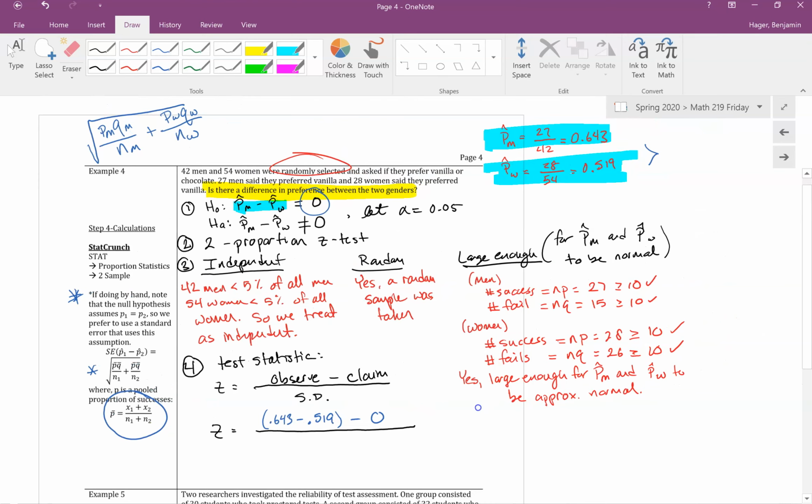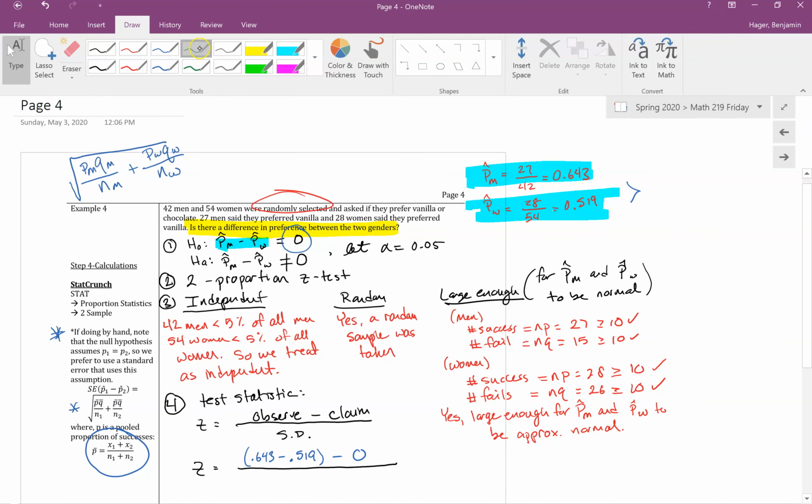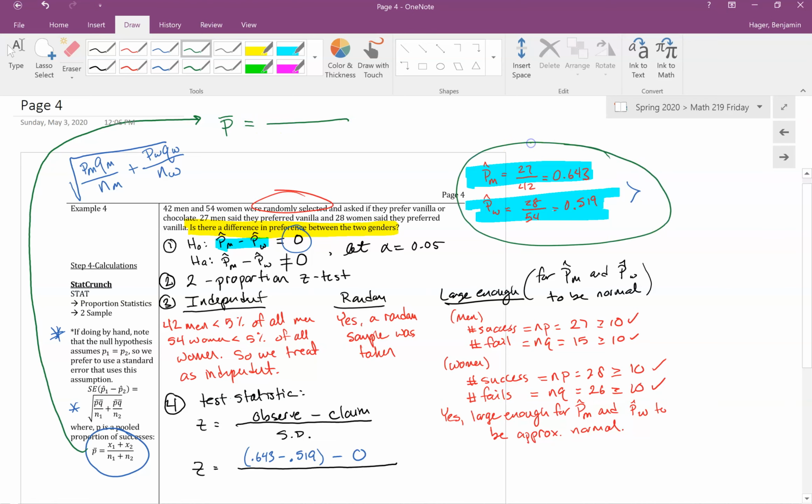So I'm going to do this by hand here, but I would stop doing any of this by hand and use StatCrunch. I'm only going to show you here. So they give it a P bar just to give it a different symbol, all right? But I first need to figure out what's that combined proportion of people that prefer vanilla compared to chocolate.